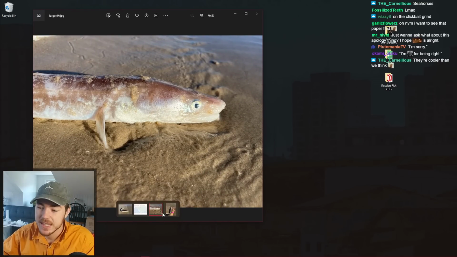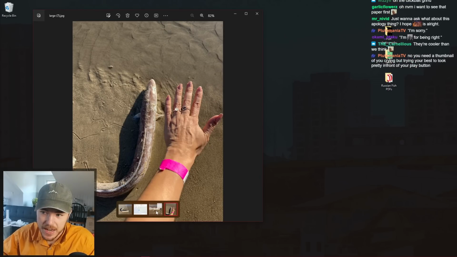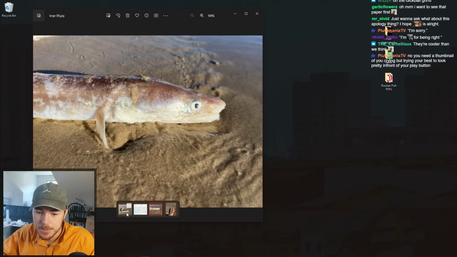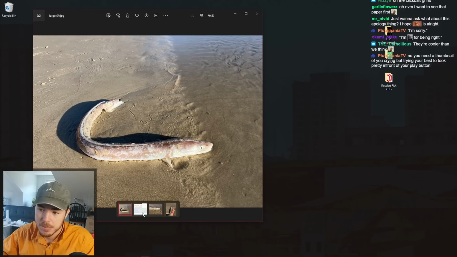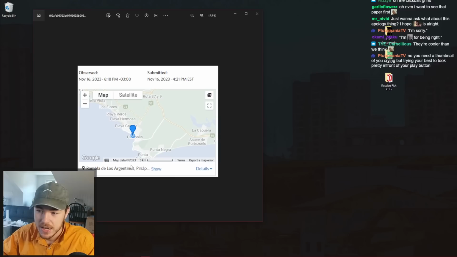You found this dead fish on the beach, okay? You got a sense of scale with your hand. You get a close-up of the face because maybe you think that that's a unique part of it. And you get a total picture of the body. And then you mark the location that you find it, okay? It was found in this place that I'm not going to try to pronounce in, I believe, Uruguay, okay?